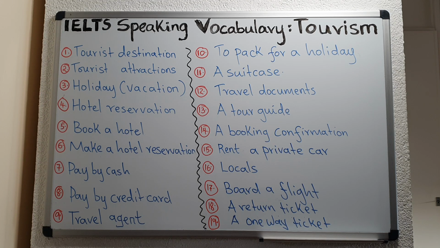Number 6, make a hotel reservation. I have found a fantastic hotel in London, so I am going to make a hotel reservation straight away. Number 7, pay by cash. Once I arrive at the hotel, I am going to pay for the hotel by cash.